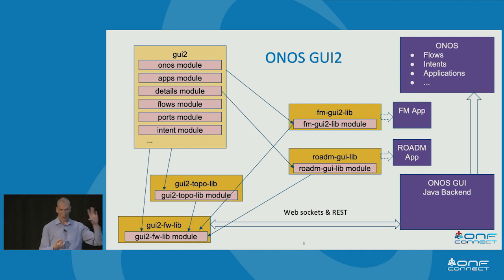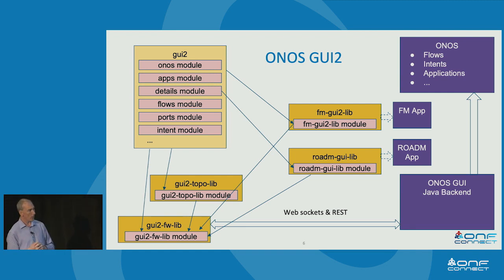Okay, so then it comes to extension, and people want to extend the GUI application, and so the structure I've chosen is to make those things into a library. So we'll say the fault management GUI is a library that can be pulled in. The ROADM GUI is one I worked on with Andrea, and that's also something that can be pulled in, and they're routable, and at the end of the day, they're going back through the framework library, and they're using WebSockets to get their information from the backend.